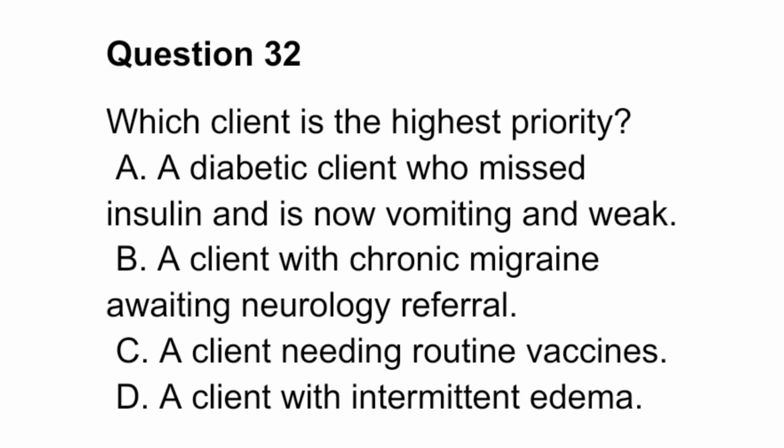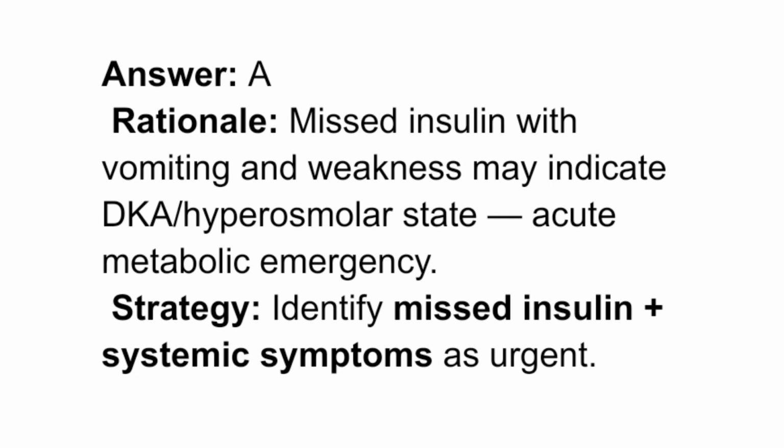Question 32. Which client is the highest priority? A. A diabetic client who missed insulin and is now vomiting and weak. B. A client with chronic migraine awaiting neurology referral. C. A client needing routine vaccines. D. A client with intermittent edema. Answer, A. Rationale: missed insulin with vomiting and weakness may indicate DKA/hyperosmolar state, acute metabolic emergency. Strategy: identify missed insulin plus systemic symptoms as urgent.